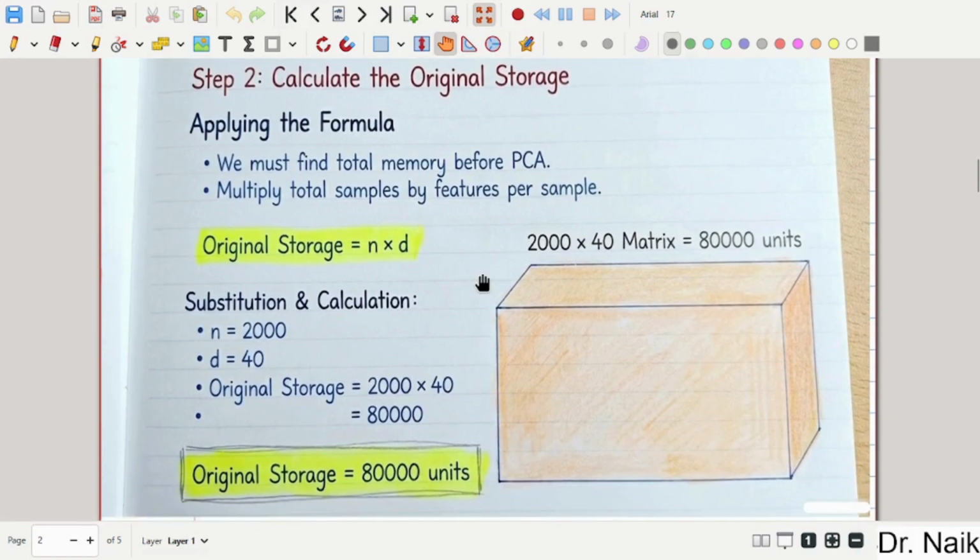Now calculate the storage for the original dataset. This can be calculated by the formula n into d, where n is the number of samples and d is the dimension of the original dataset. So original storage is equal to 2000 multiplied by 40, equal to 80,000. So original storage is 80,000 units.